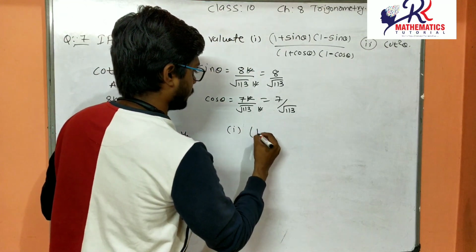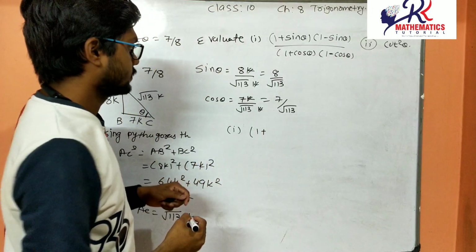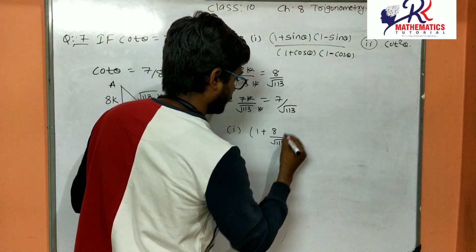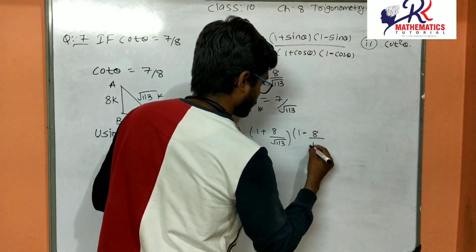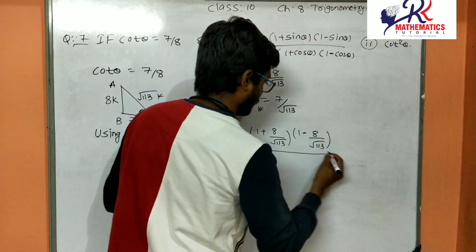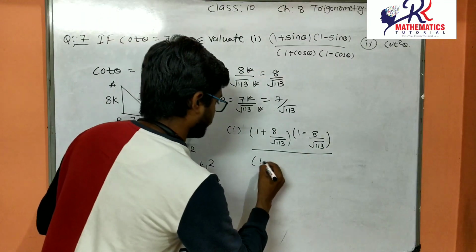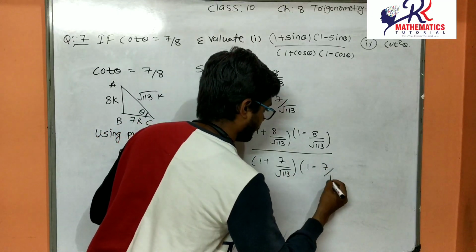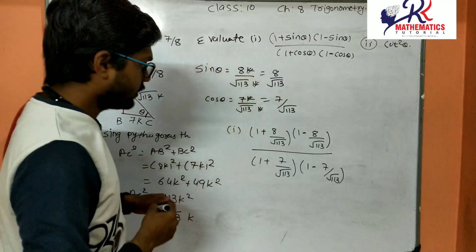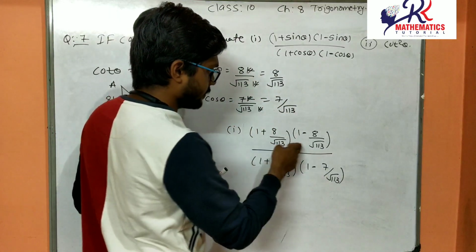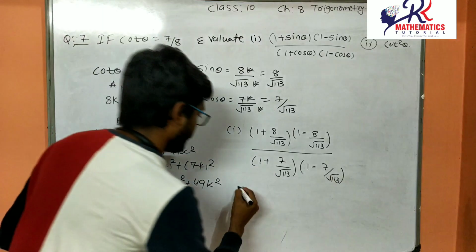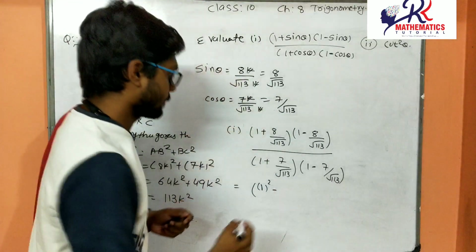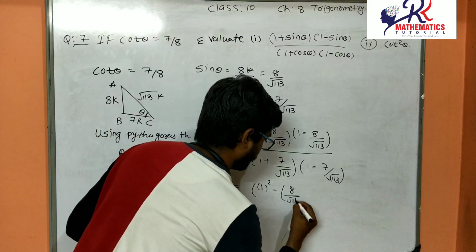So it is 1 plus sin theta, so 1 plus 8 upon square root of 113 and 1 minus 8 upon square root of 113, divided by 1 plus cos theta, so it is 1 plus 7 upon square root of 113 and 1 minus 7 upon square root of 113. Now here we have to apply the formula (a plus b)(a minus b) which is a square minus b square. So we can write 1 whole square minus 8 upon square root of 113 whole square.